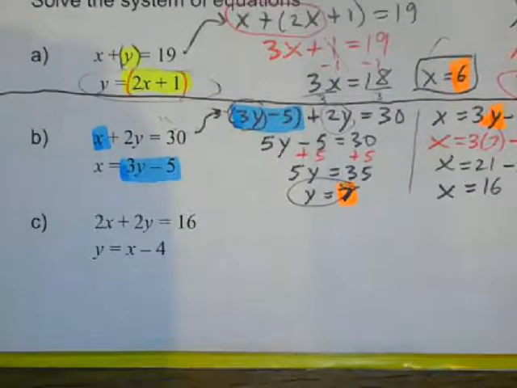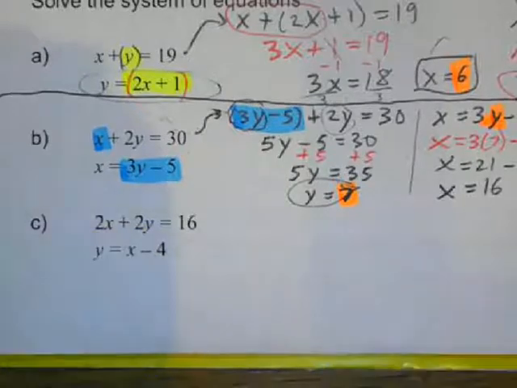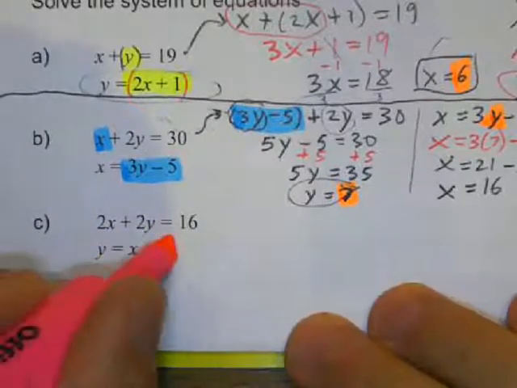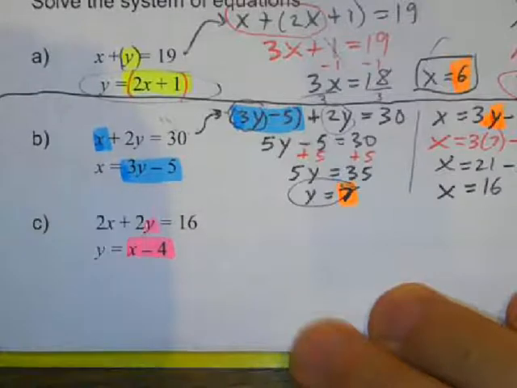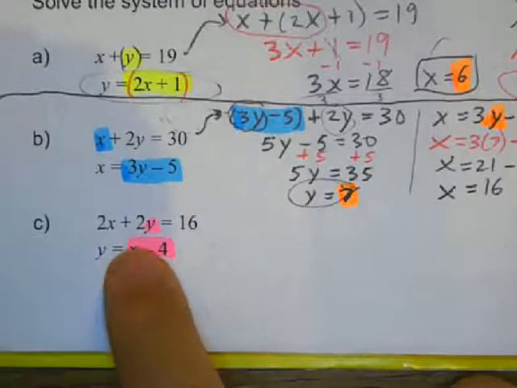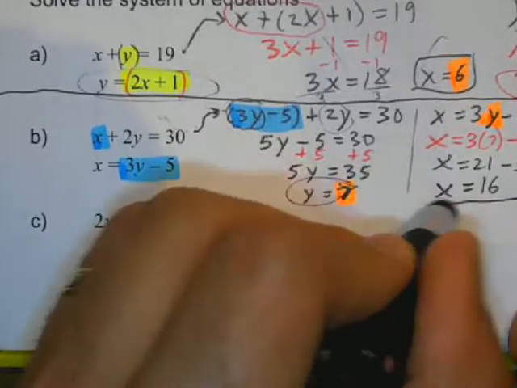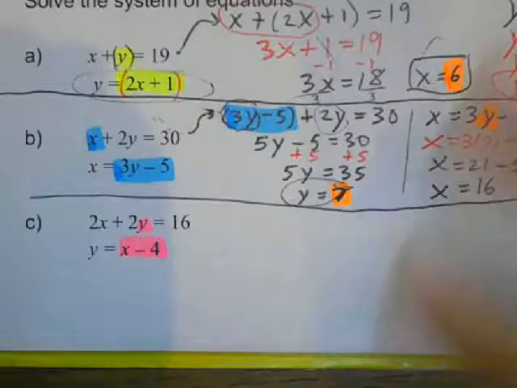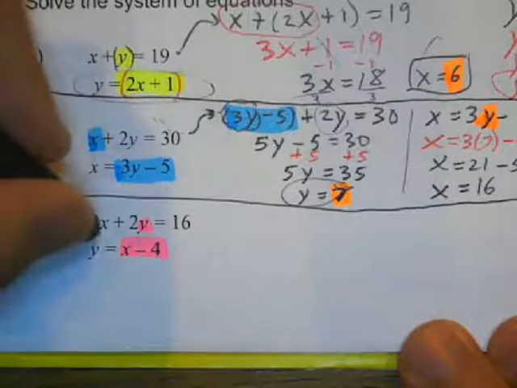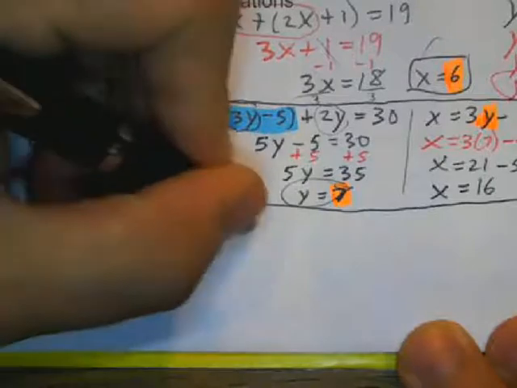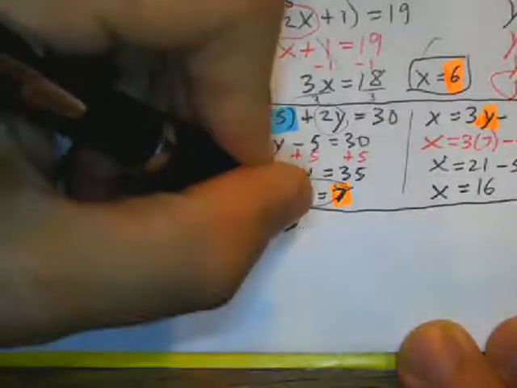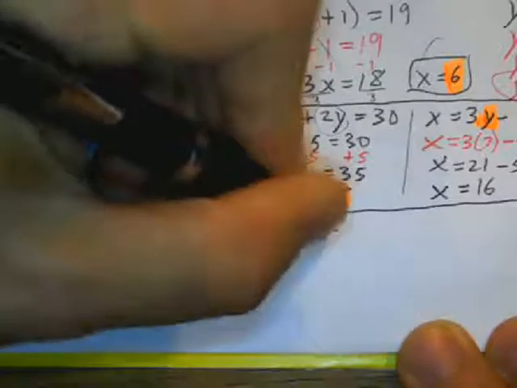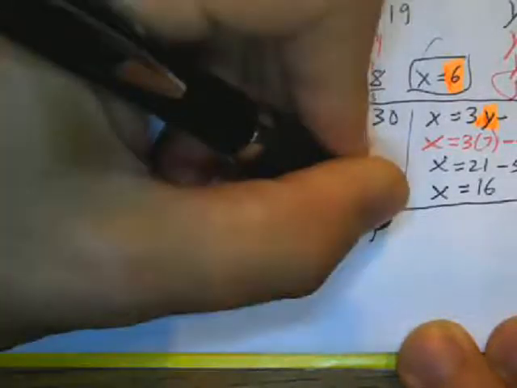Okay, and last one. Okay, so we're going to substitute x minus 4 in place of y. Now don't forget this 2 in the first equation. Okay, I'm going to draw a line here to separate these two questions, so that we don't get things all confused. Okay, so now I've got, rewriting the first equation, 2x plus 2 parentheses x minus 4 equals 16.